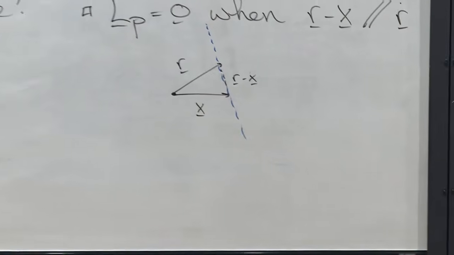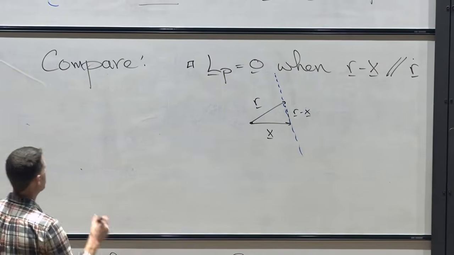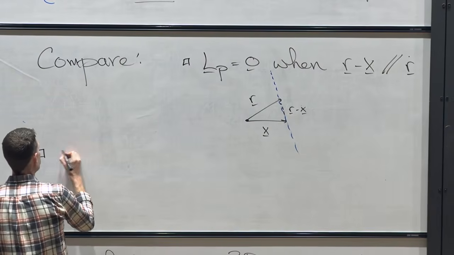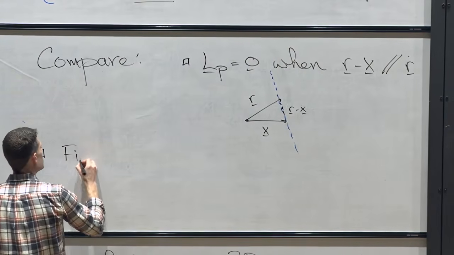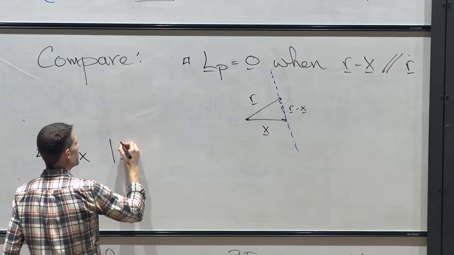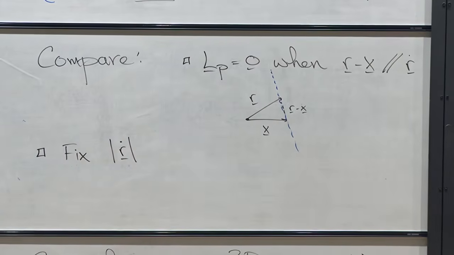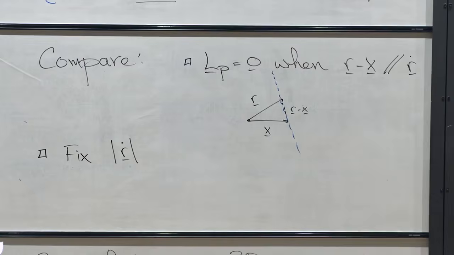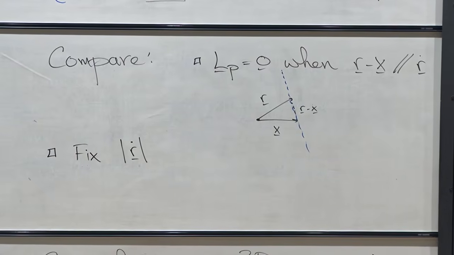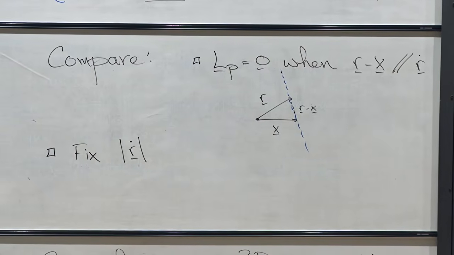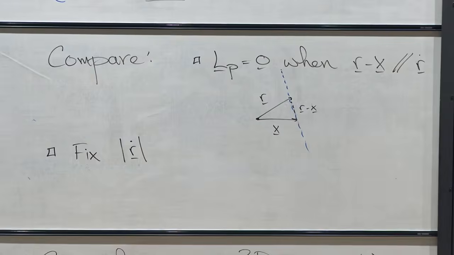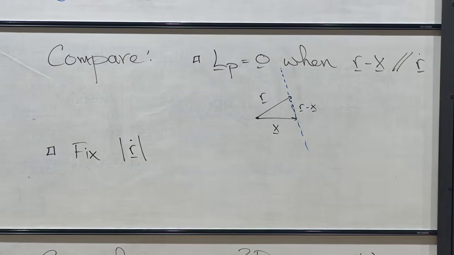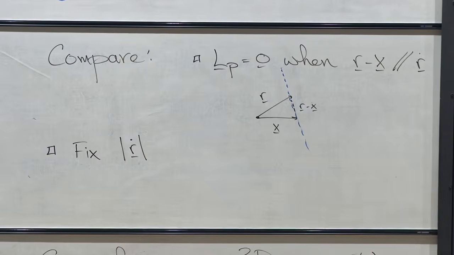On the other hand, how do I make that vector maximum? So suppose I fix the magnitude of r dot. L_P is maximum when the cross product is maximum, and the cross product has a magnitude that depends on the sine of the angle between the two vectors. So it's maximum when the two vectors are orthogonal.